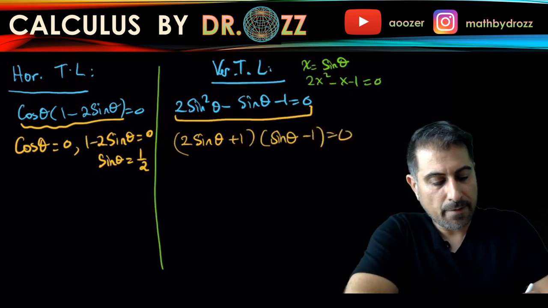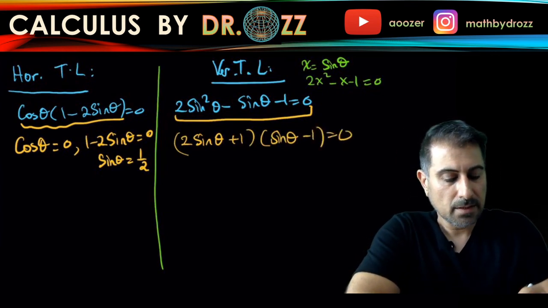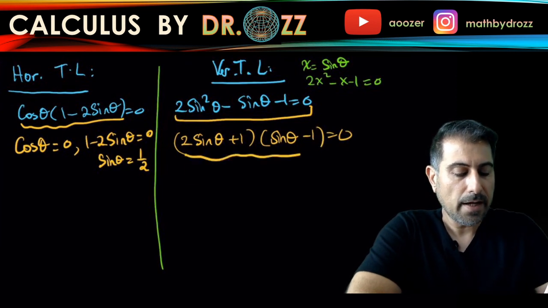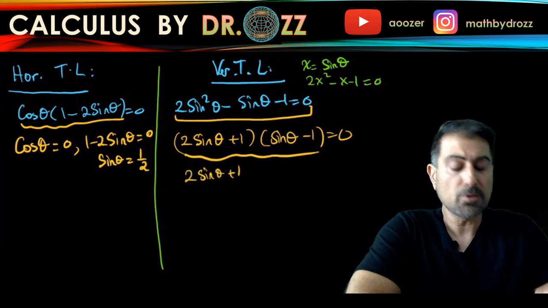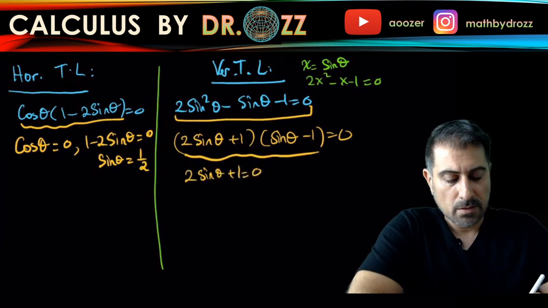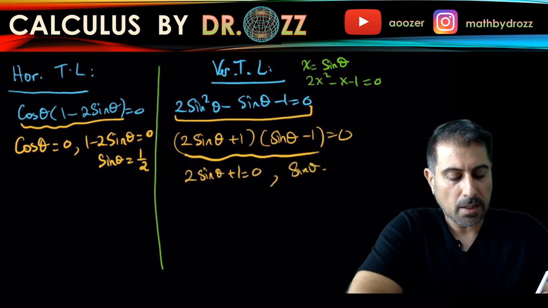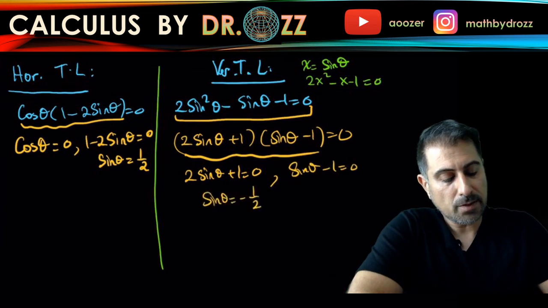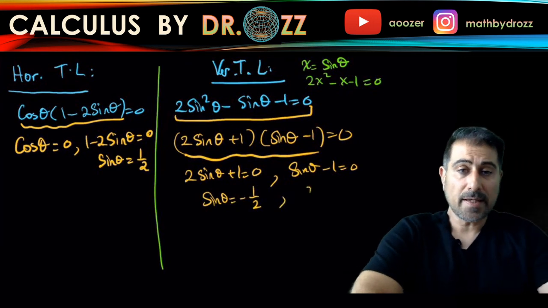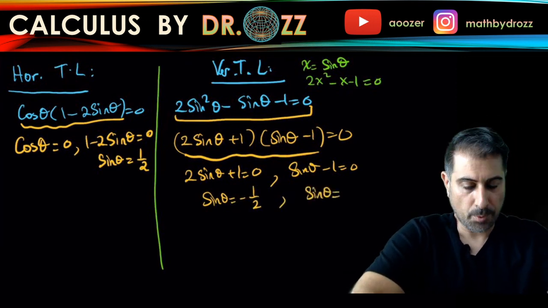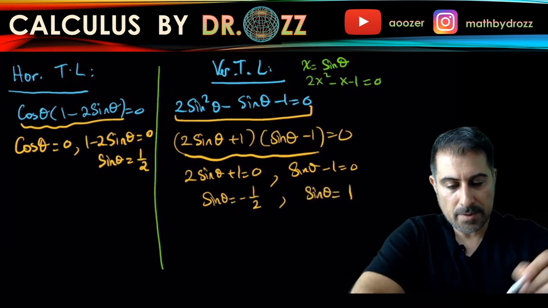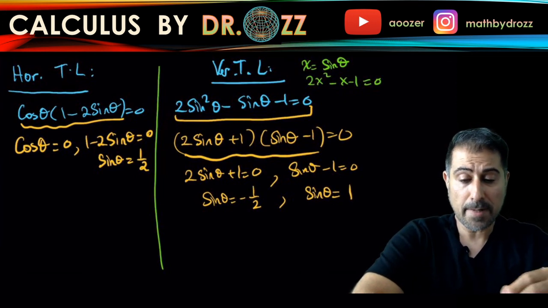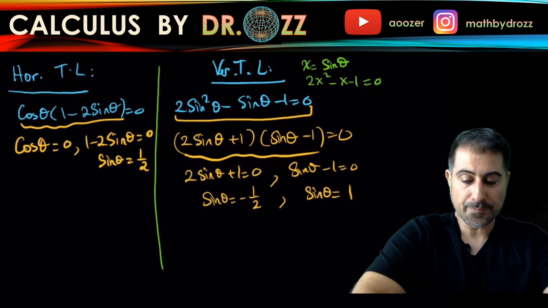And now I have 2 solutions here. One is 2 sine theta plus 1 equals 0, and then sine theta minus 1 equals 0. And the first one is further simplified. Sine theta equals negative 1/2. And the last one is just simply sine theta equals 1. Okay? So at this moment, we're trying to solve 4 trig equations. I'm going to solve them one by one. All right, so watch out.